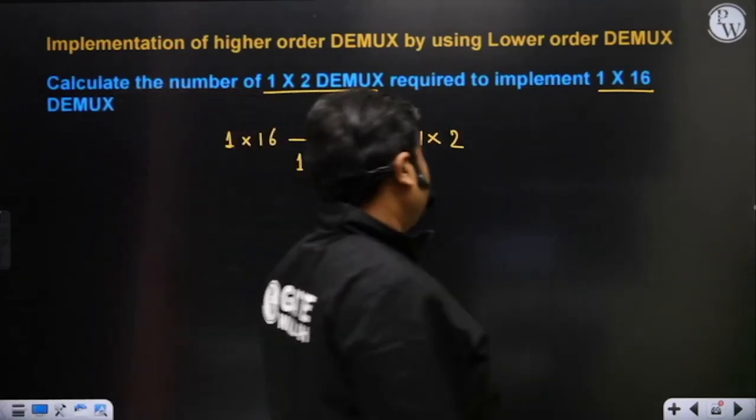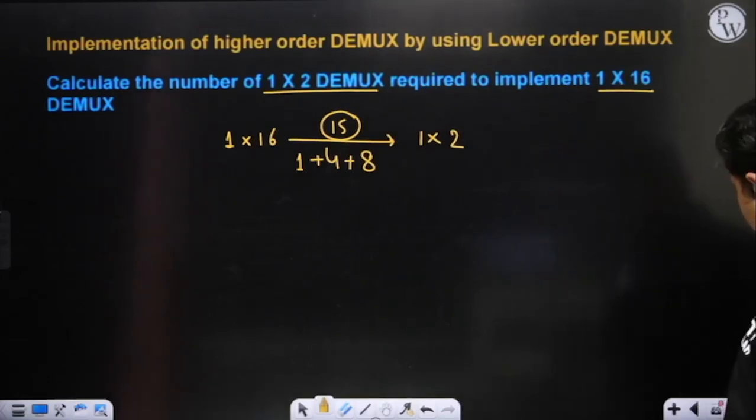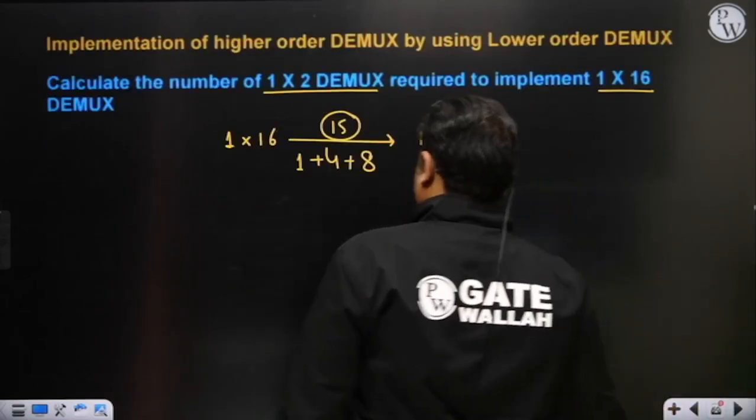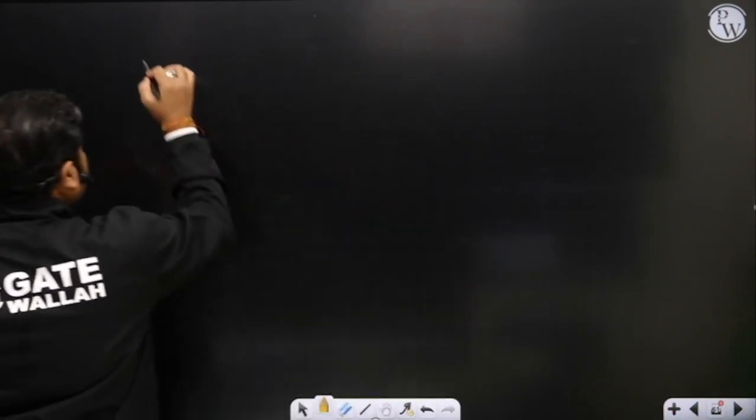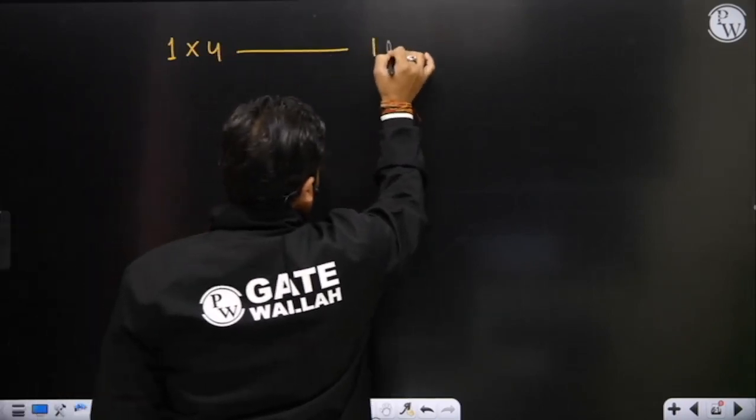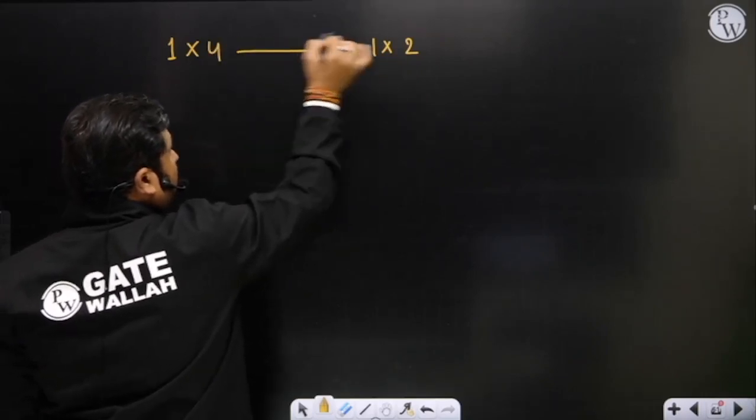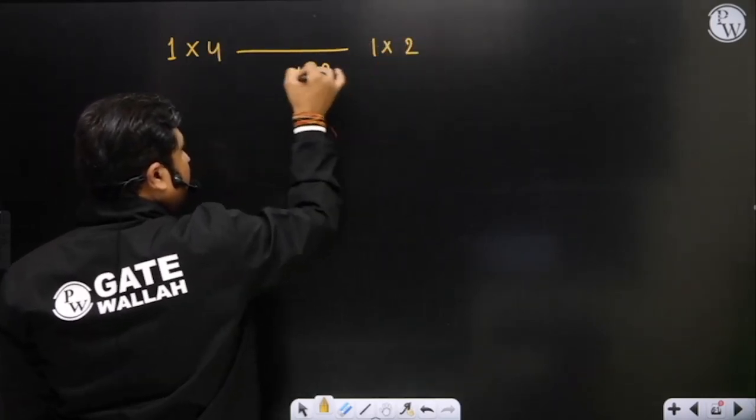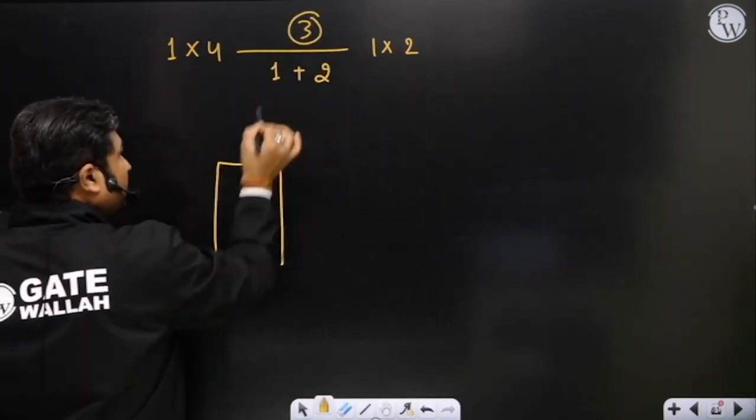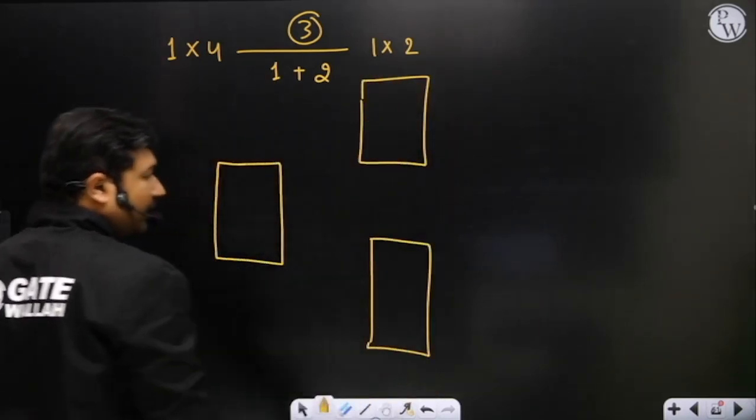Is it okay? It is quite difficult to show 8 demultiplexers here, so I am going to use a different example. Let us suppose we have to implement a 1 cross 4 demux by using 1 cross 2 size. So how much is needed? 4 divided by 2 gives 2 times, then this 2 divided by 2 gives 1 time. So total needed will be 3. And this also shows how to connect: first 1 and then 2. This is how you have to use it.